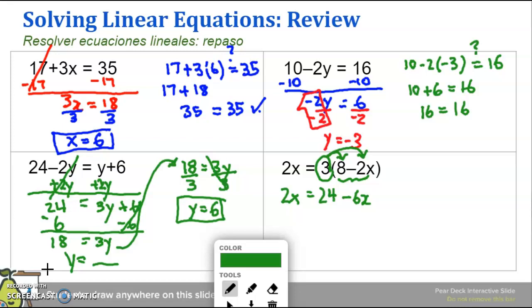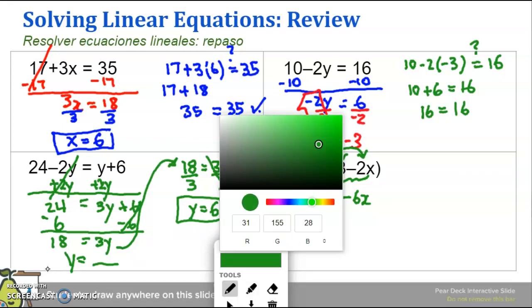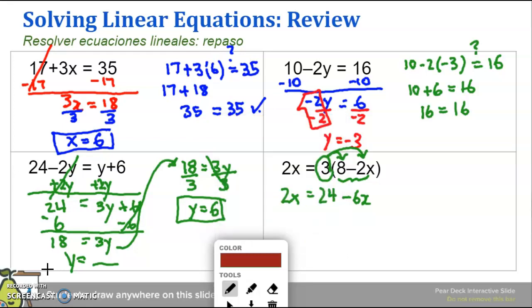So we only have a variable on that side, so I want to keep this. I don't want to lose this. So I do want to get rid of negative 6x. How do I get rid of negative 6x? What should I do to both sides? I can add 6x to both sides.